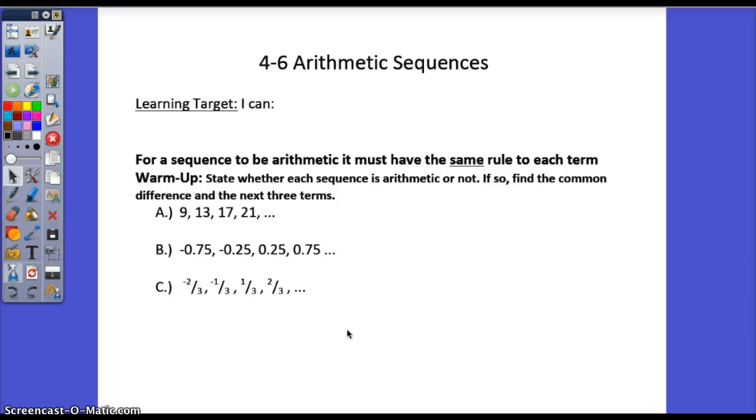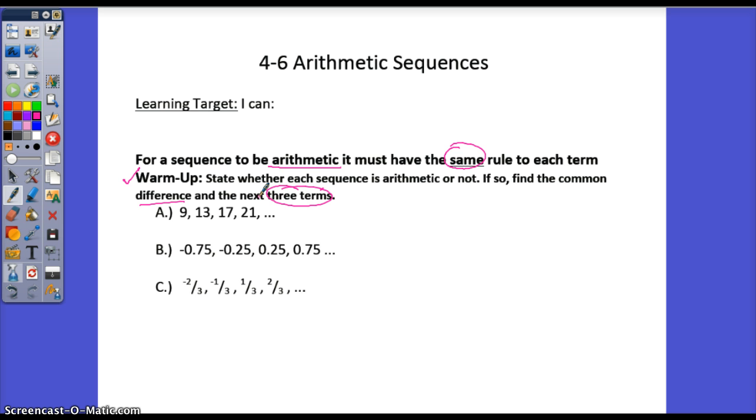To start out today's lesson, arithmetic sequences, you first need to know what an arithmetic sequence is. For a sequence to be arithmetic, it must have the same rule to each term. So the first thing that you need to do for your warm-up is to state whether each sequence is arithmetic or not. If it is, find the common difference and the next three terms. So hit pause and please do this.